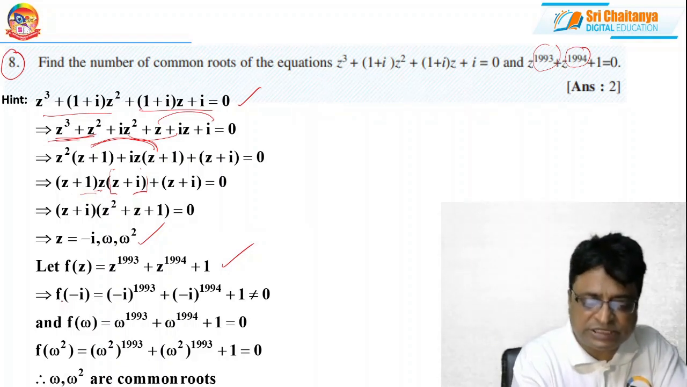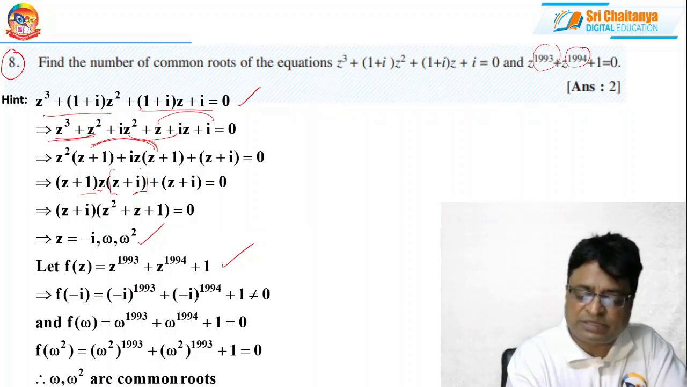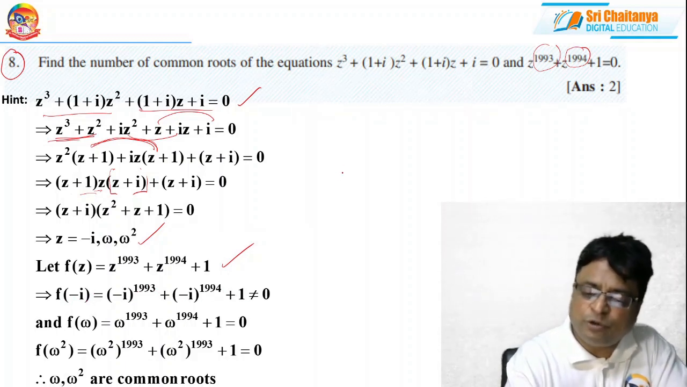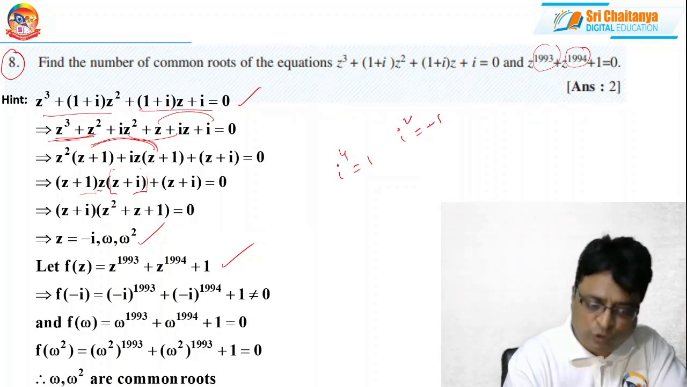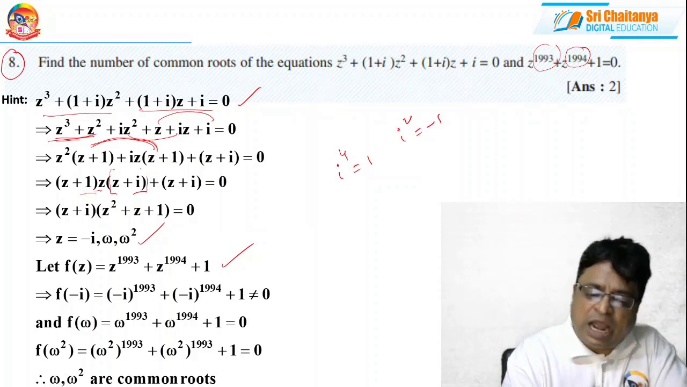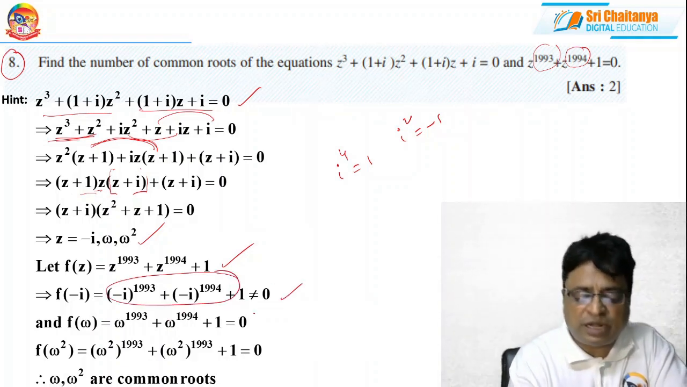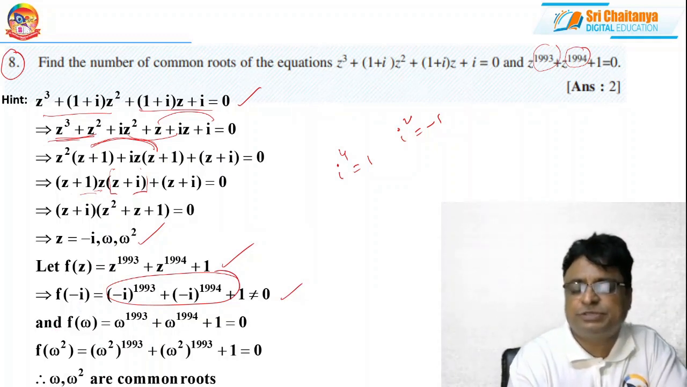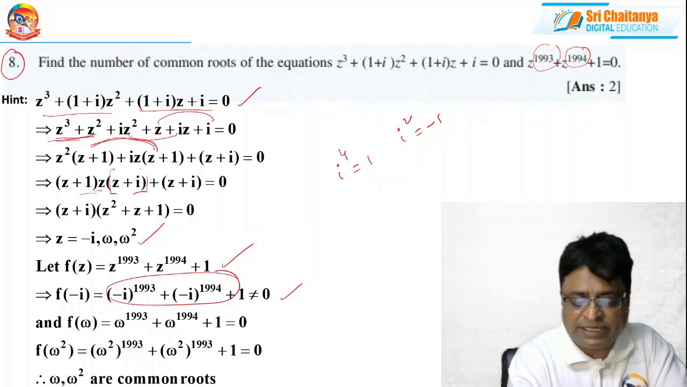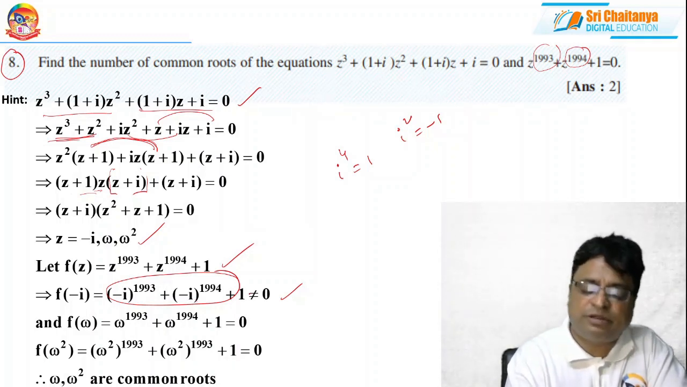So I am finding f of minus i. This is minus i whole power 1993 plus minus i whole power 1994 plus 1. You know that i power 4 is equal to 1, i square is equal to minus 1. You apply that concept, and you find that this is not equal to 0. If it is 0, then automatically minus i becomes the common root for both the equations. So it is not equal to 0, no doubt. Because it is minus i and plus i, they may get cancelled. You can get 1, not equal to 0, that's why.